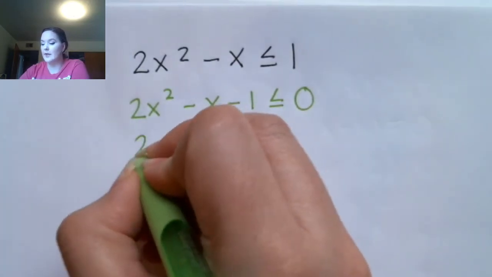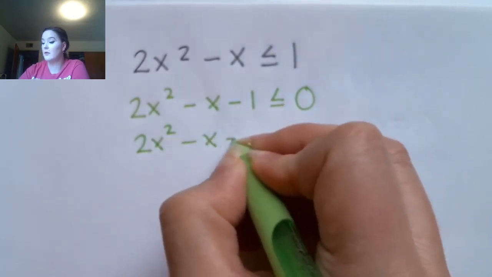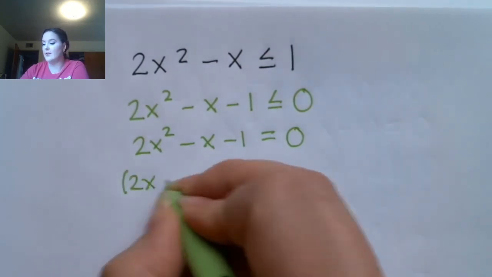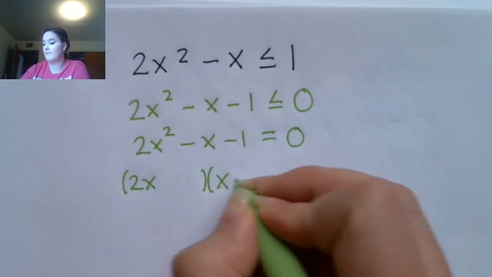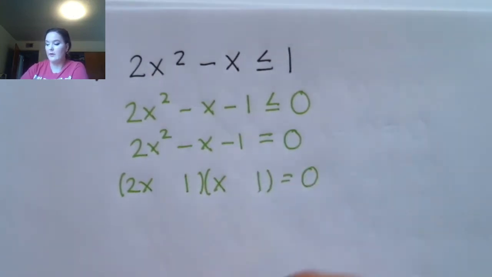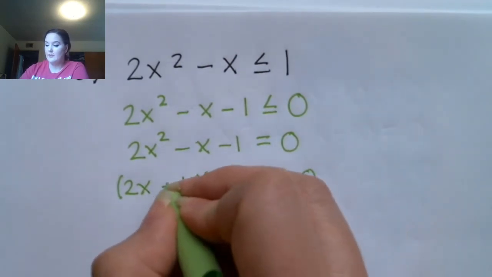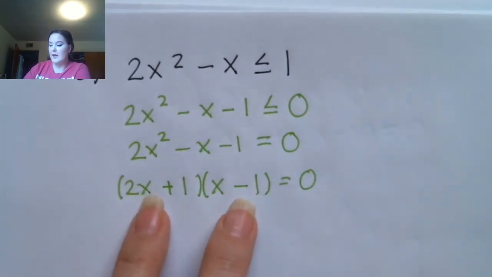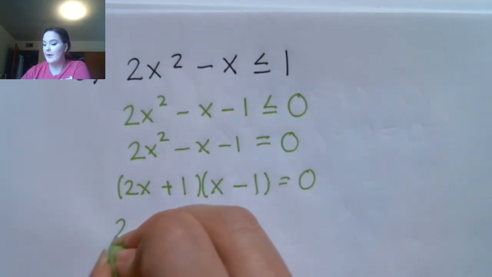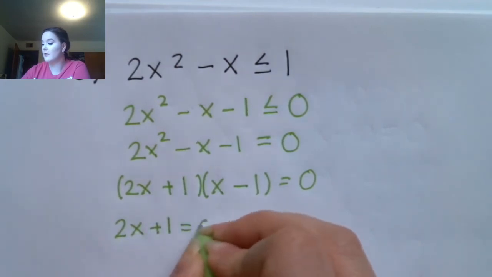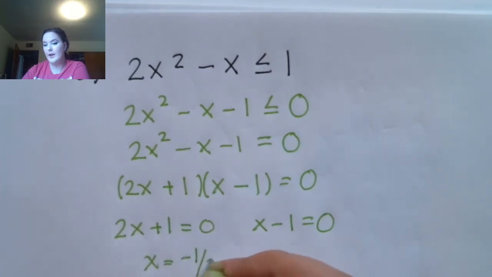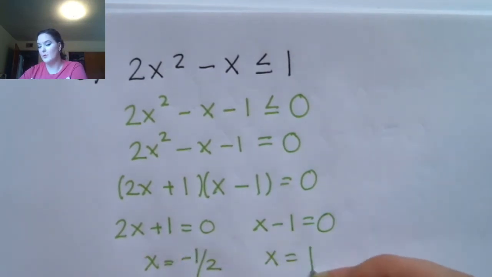Now I'm going to solve my related equation. I'm going to try to solve this again by factoring. So these have to be 1 and 1, and I'll try plus and minus. This gives me -2 plus 1, which is -1, and that's what I want. Set each of my factors equal to 0. x equals -1/2, x equals 1.